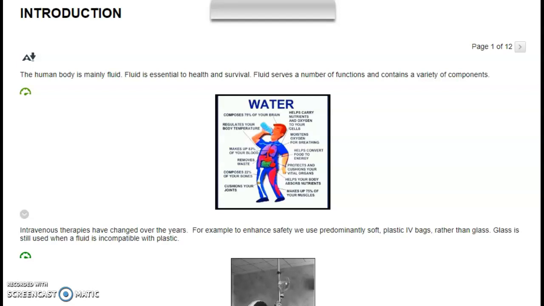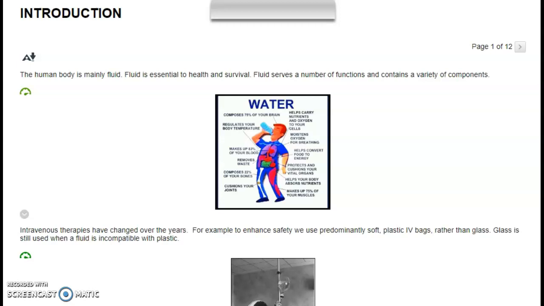Today we're going to look at intravenous therapies. Intravenous therapies are commonly used in healthcare. They're often used when the clients are unable to take food and fluids, and they're an excellent method for supplying fluids directly into the intravascular compartments and replacing electrolyte losses.